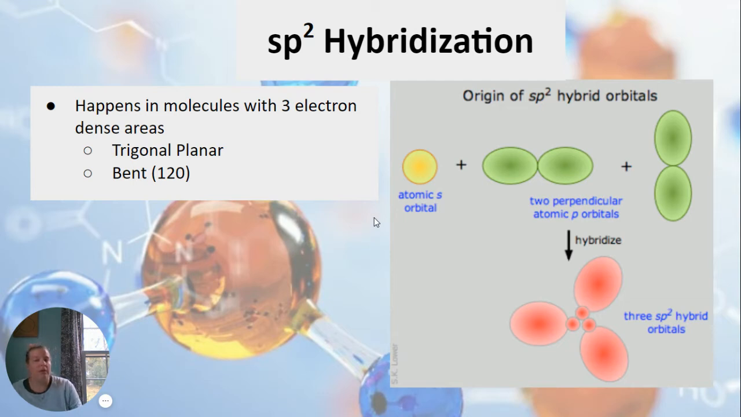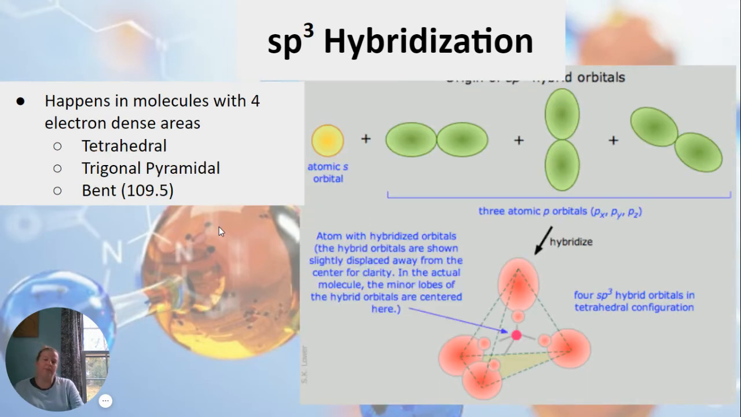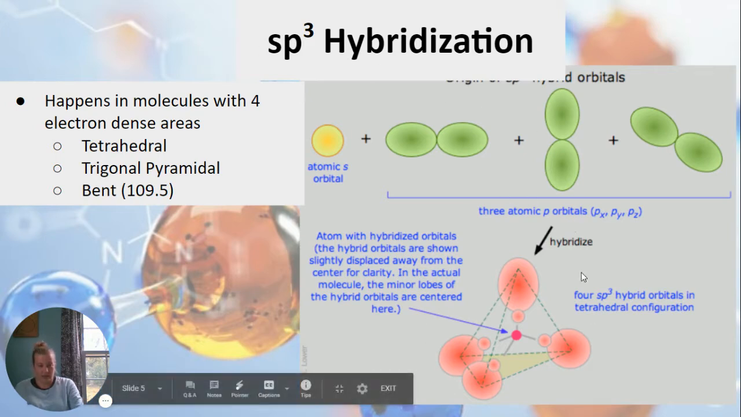You don't need to tell me why it happens. And the last one that you're going to need to know is when you have 4 electron dense areas. That is called sp3 hybridization. So 1 s and 3 p's merge together to give you 4 electron dense areas. The hybridization stands for the hybridization happening with tetrahedral, trigonal pyramidal, and the bent with a bond angle of less than 109.5. And it gives us that tetrahedral shape that we kind of talk about.